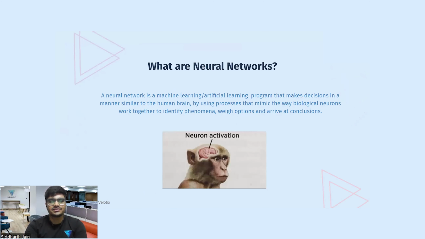So what are neural networks? A neural network is a machine learning or artificial intelligence program that makes decisions in a manner similar to the human brain, by using processes that mimic the way biological neurons work together to identify phenomena, weigh options, and arrive at conclusions. In very simple language, I can say that they work just like the neural networks in our brain.